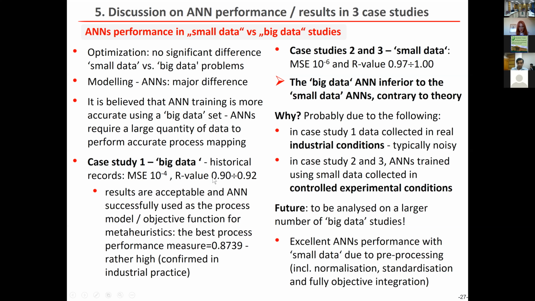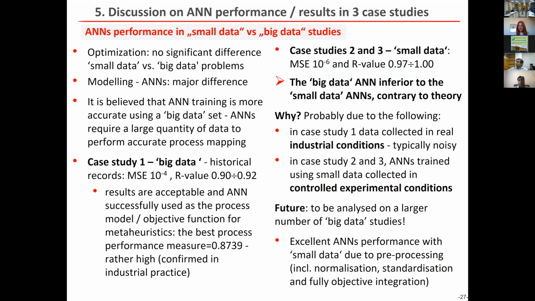In case study 1 that used big data, we collected raw data in industrial conditions. Data taken from industrial conditions are typically very noisy because they are collected from different people at different times, etc. In case studies 2 and 3, the whole optimization was run using experimental data. So we performed designed experiments in a controlled environment. The point is that at the end we got higher quality data.